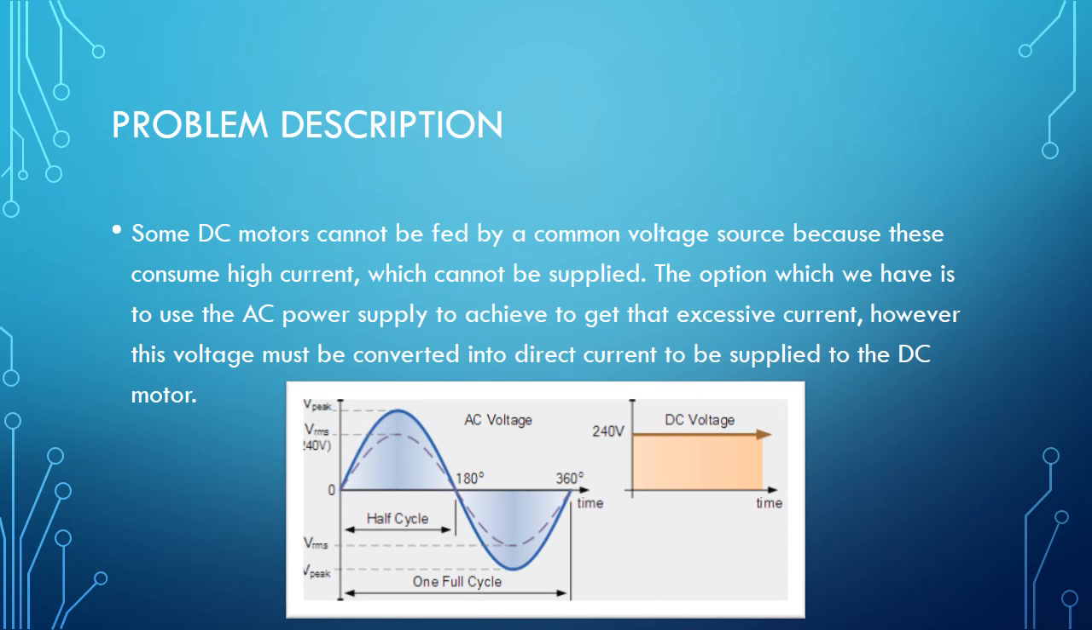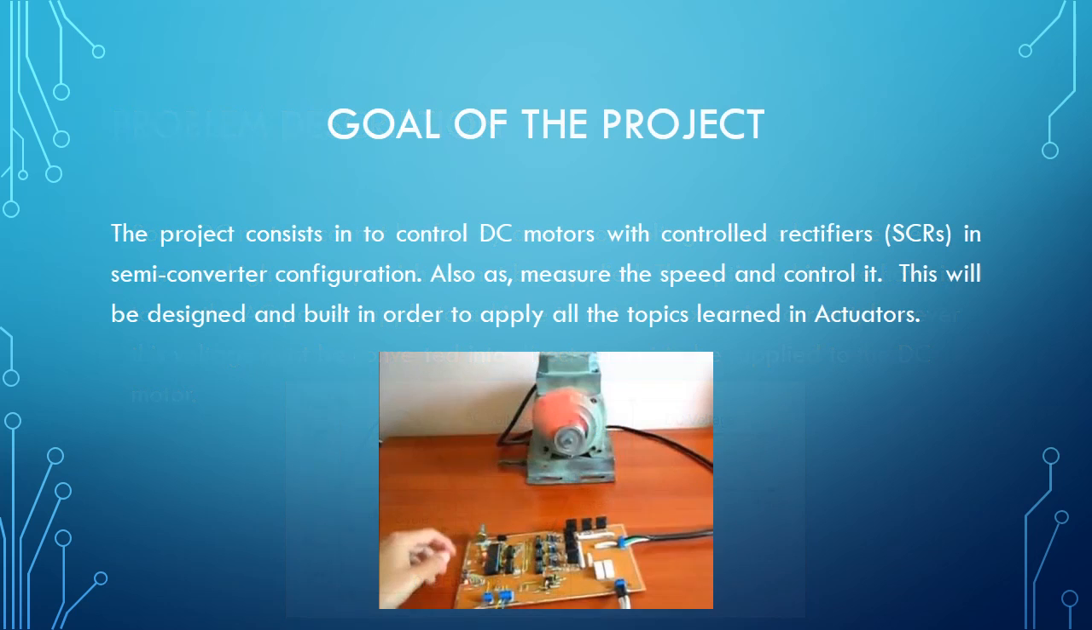Some DC motors cannot be fed by a common voltage source because they consume high current, which cannot be supplied. The option which we have is to use the AC power supply to get that excessive current. However, this voltage must be converted into direct current to be supplied to the DC motor. Later, we will explain in detail some parts of the project itself.